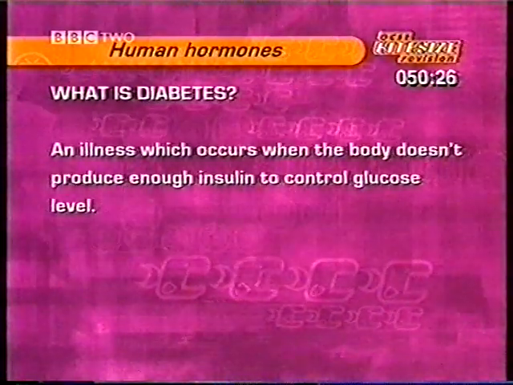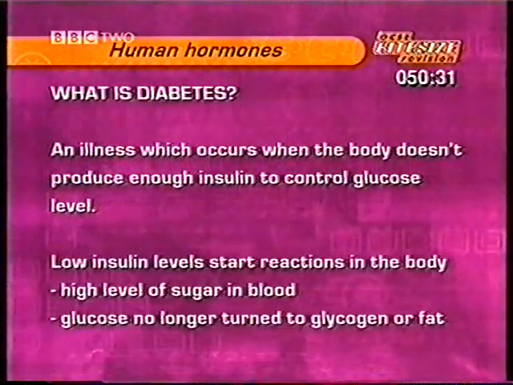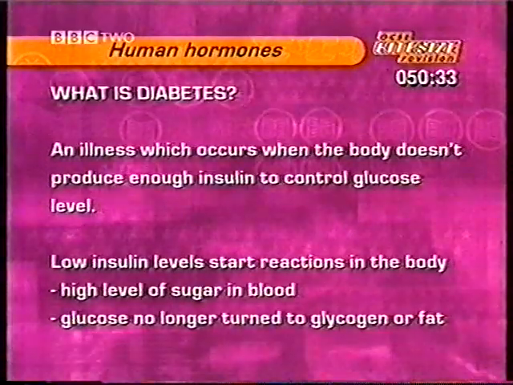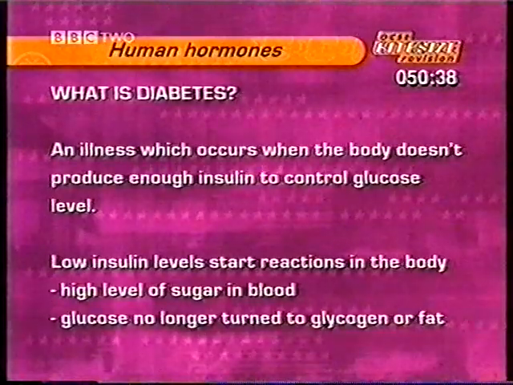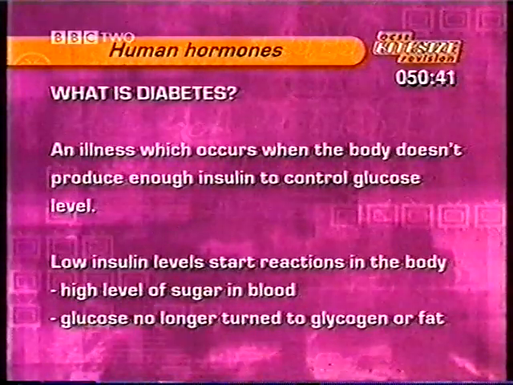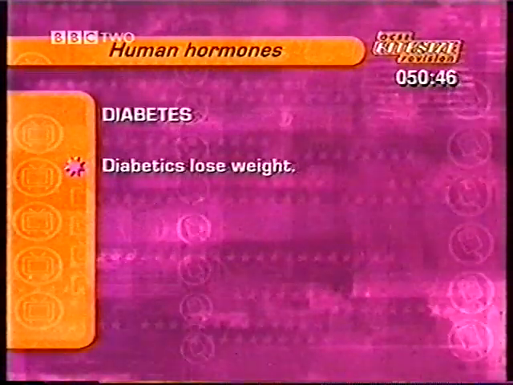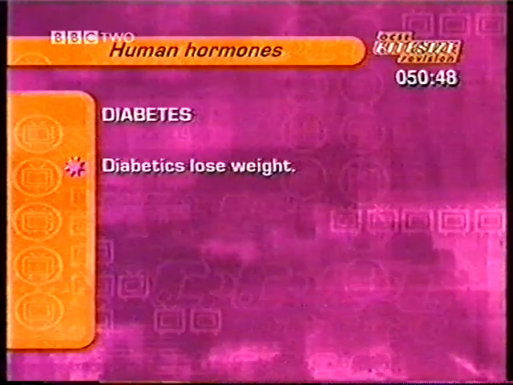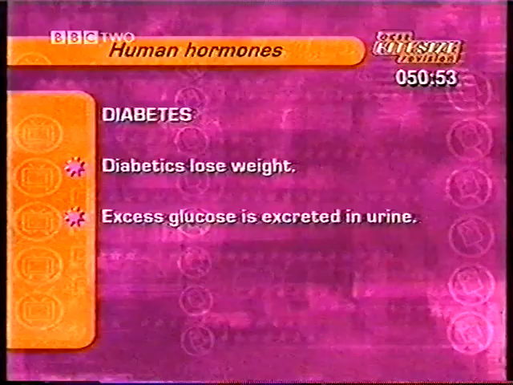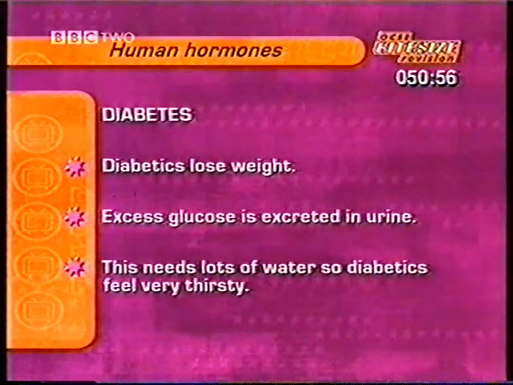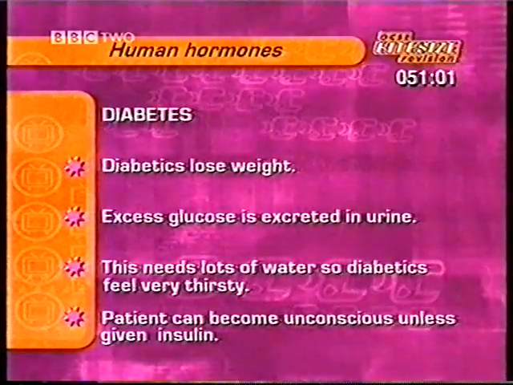Diabetes is an illness which occurs when the body doesn't produce enough insulin to keep its glucose level steady. Low insulin production starts a series of reactions. Symptoms of diabetes include a high level of sugar in the blood. Glucose is no longer turned to glycogen or fat to give the body energy. Diabetics lose weight and excess glucose is excreted in the urine. This needs a lot of water, so diabetics feel very thirsty. Diabetics can also become unconscious unless they are given artificial insulin.